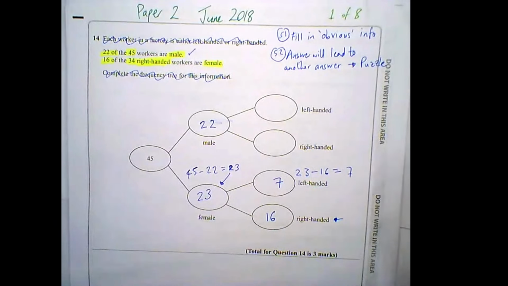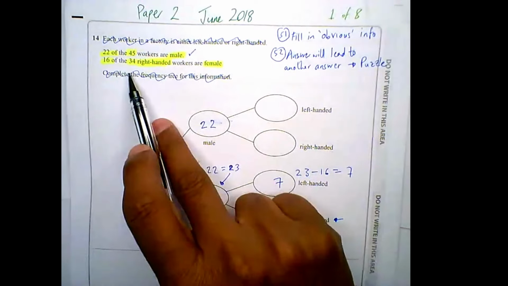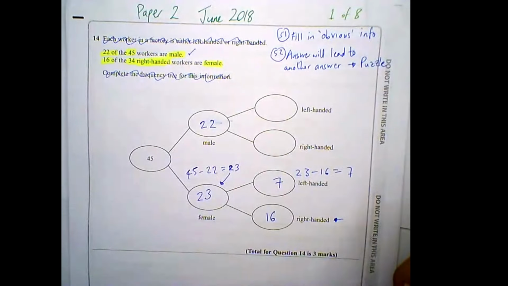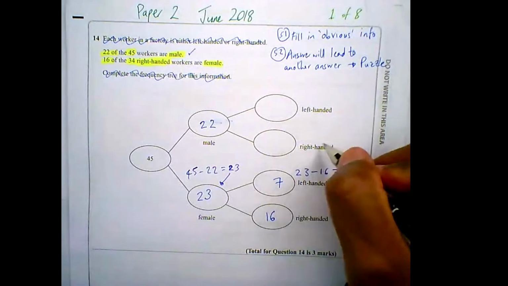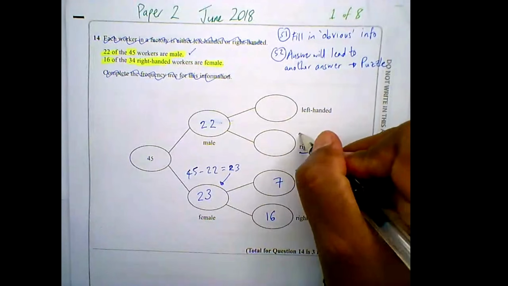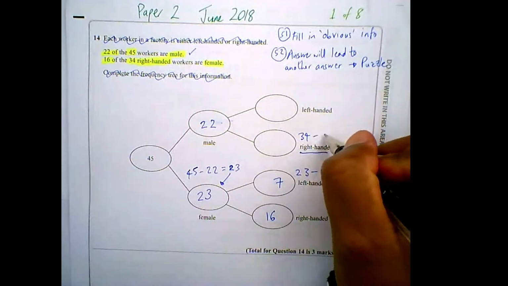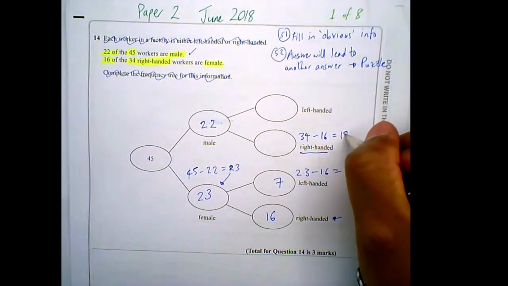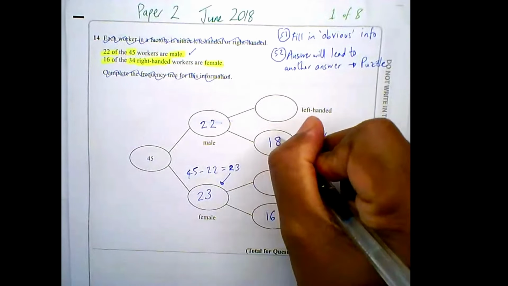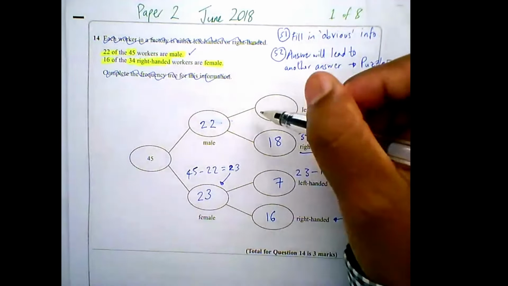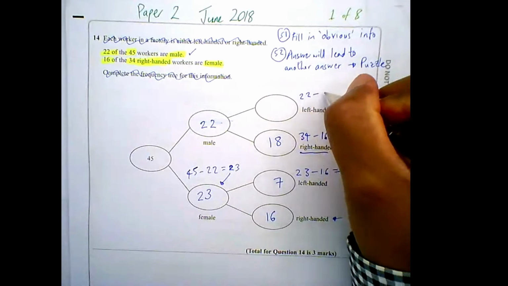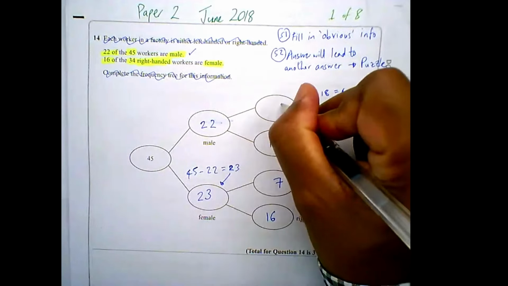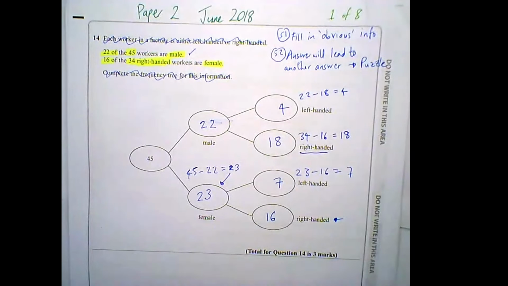And now we can go back to the other information, which is that 34 are right-handed. So what we can do now is we can work this one out, right-handed. So we've got 34 take away 16. That gives us 18. So 18 goes in here. And so if this is 18, we can now work out this box, which is 22 take away 18, which gives us 4. And that is my final answer.